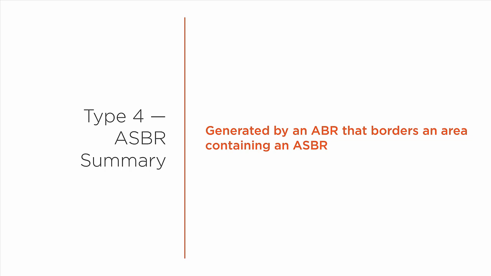So the Type 4 ASBR summary LSA tells all OSPF routers about the ASBR that generated the Type 5 LSA. If that doesn't make sense, don't worry, because we're going to look at this in just a moment. We're actually going to configure this. The Type 4 LSA is generated by the ABR bordering the same area the ASBR is in. Now that's probably clear as mud, so let's look at the diagram.